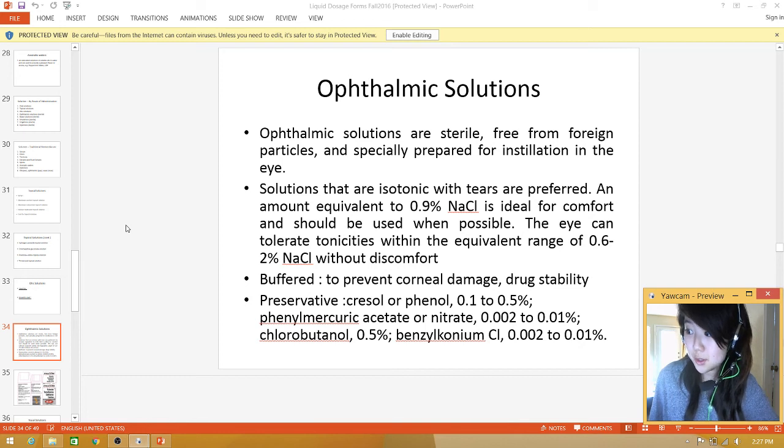Ophthalmic solutions also need preservatives since solutions like eye drops will most likely be used multiple times, and those preservatives include the cresol or phenol.